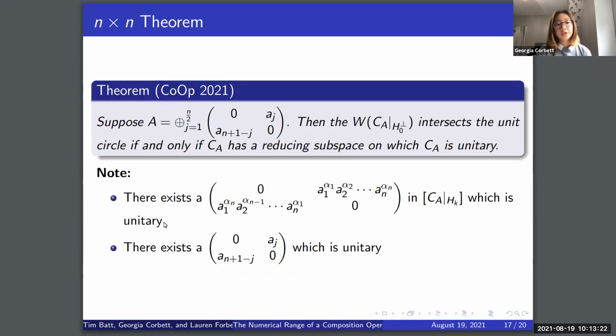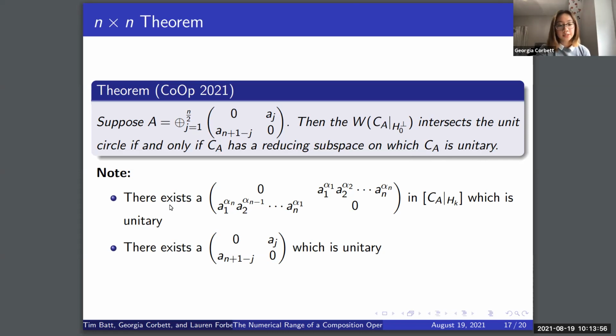And so when we're generalizing this to the n by n case, we found something very similar, just not as precise as the 2 by 2 case. The theorem that we found states that we let A be an n by n matrix that is the direct sum of these 2 by 2 blocks. Then the numerical range of the composition operator restricted to H0 perp intersects the unit circle if and only if the composition operator has a reducing subspace on which CA is unitary.